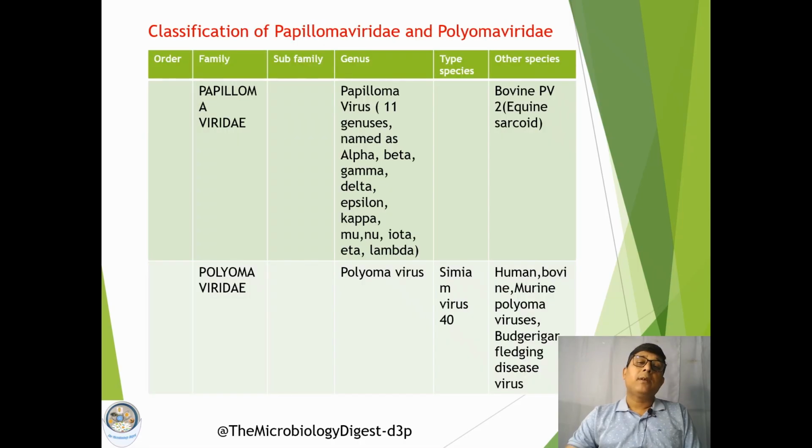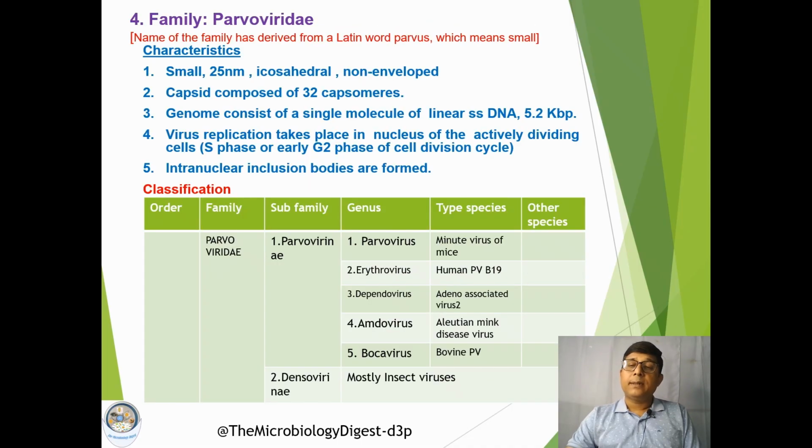Then classification: Papillomaviridae does not have any subfamily, but a number of genera are available. There are a number of other viruses. Polyomaviridae also has only one genus, Polyomavirus. Then other viruses are cited here. Next family is the Parvoviridae.